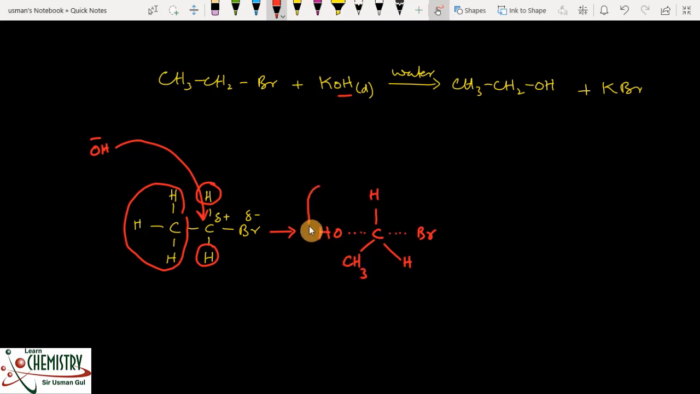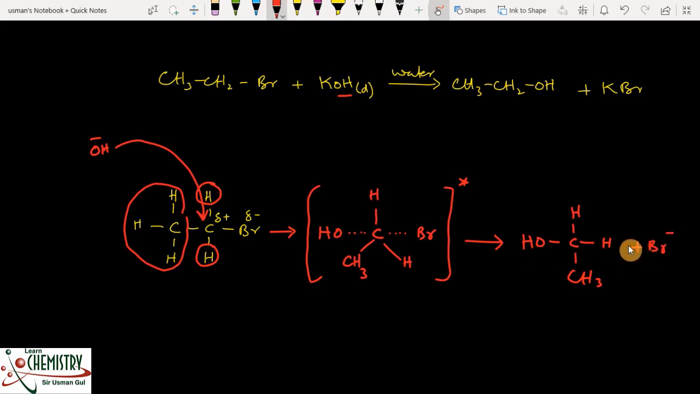Now this will be called the transition state. After the transition state, we will get our product, that is HOCH2CH3, as well as Br minus. So this is the simple mechanism of SN2, and this is the simple example. Now I will explain the SN1 reaction mechanism.